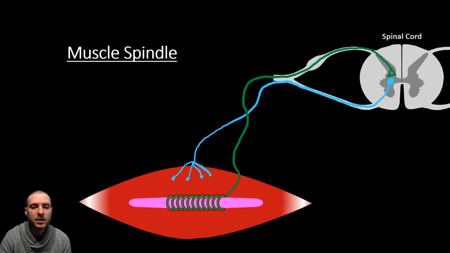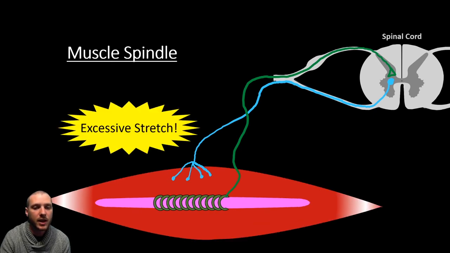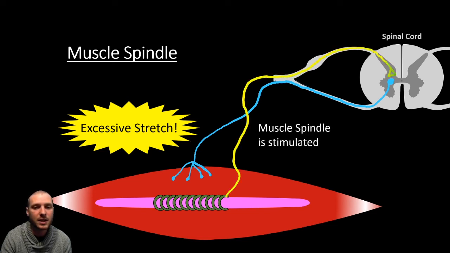Okay, so now that we have this whole picture set up, let's look at what happens when we stretch this muscle too much. Here you can see we now have excessive stretch within these muscle fibers. Because these intrafusal muscle fibers are stretched, we've pulled on this coil surrounding that muscle cell, and now this is going to send an action potential to the spinal cord. So this is going to stimulate the muscle spindle, and you can see here, this neuron is going to communicate with the motor neuron.